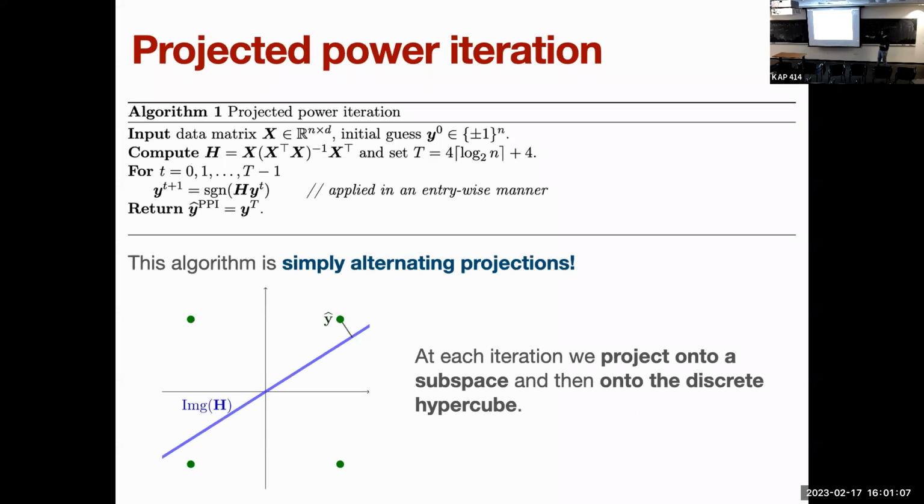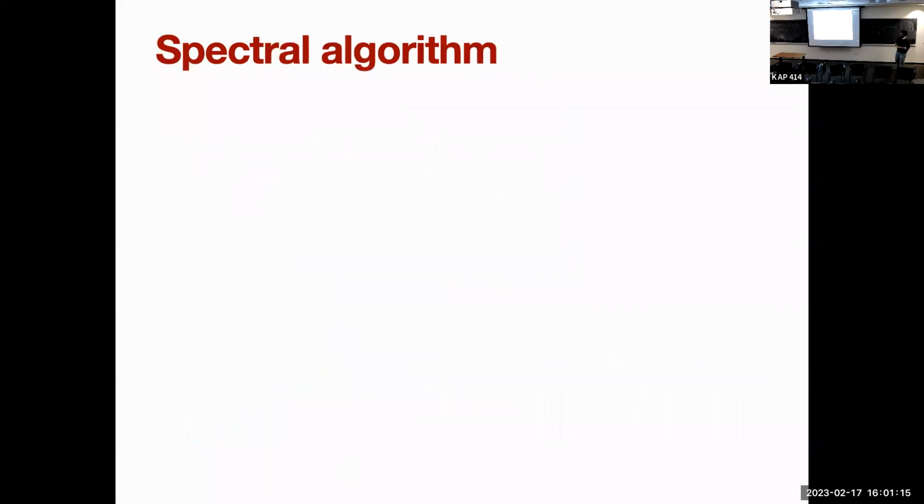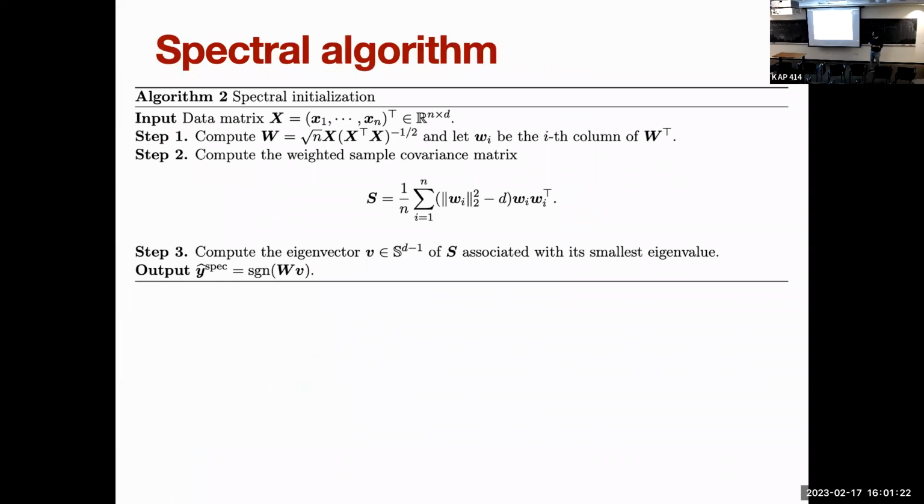All right. But in order to use this, we really needed to get a good solution that would be close enough to the thing we wanna recover. And so for that, we're gonna use a spectral algorithm. And this is slightly more convoluted, and I don't expect you to get all the details, but let's go very quickly through the different steps of the algorithm.